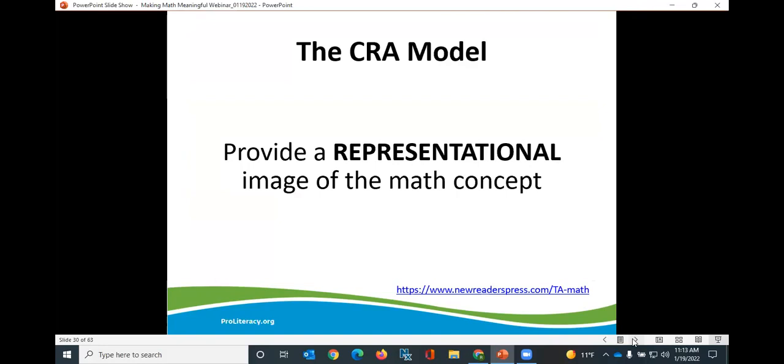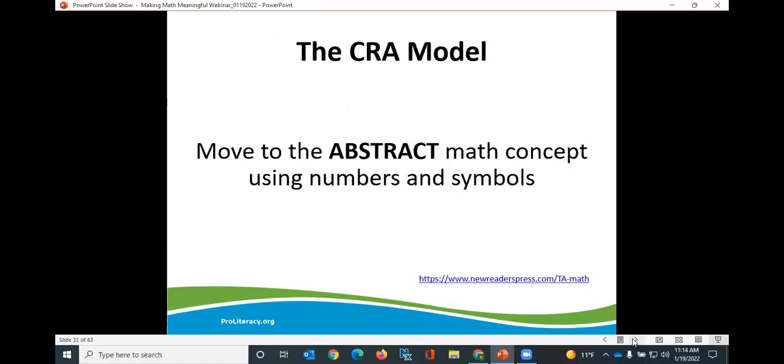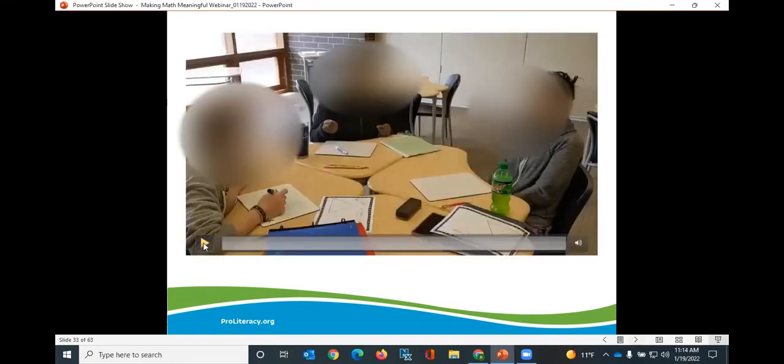And my favorite lesson using dice was actually learning fact families. I found it unusual how many adult students understood addition, subtraction, multiplication, and division as separate entities. And when I started to show them the connection, by the end of one 90-minute lesson with fact families, I was able to get these students to move into solving one-step algebra equations. And it was astounding how easy it was. And I'm going to show you a quick video here of the students taking this into the abstract level.